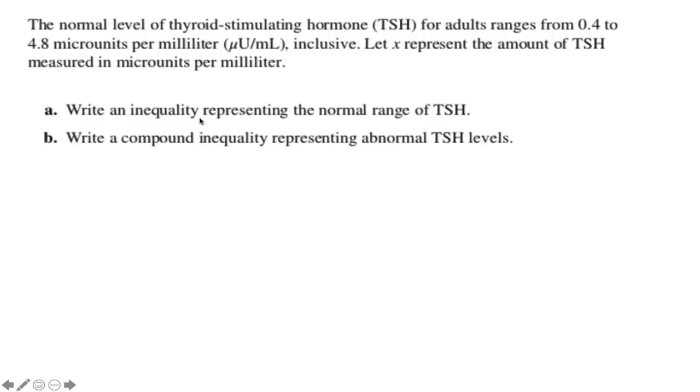Write the inequality representing the normal range of TSH. That's easy. You just say X is greater than or equal to 0.4 and less than or equal to 4.8. Let's write a compound inequality that represents the abnormal TSH level, so whatever is not normal. Well, if you're not inside of this interval, you must be outside of it. So you have to be either less than 0.4 or bigger than 4.8. So either x is less than 0.4, that means you're on the left side, or you're on the right side, which is bigger than 4.8.